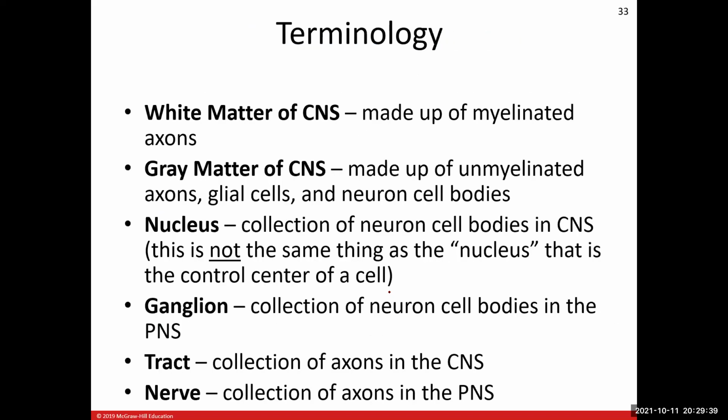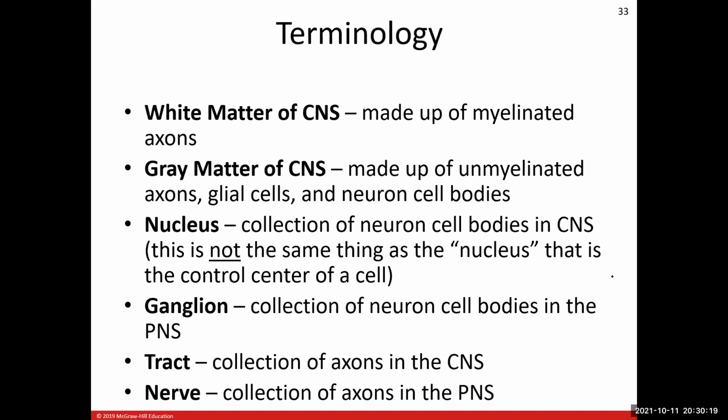Okay, I do want to just quickly throw this slide up here to review some terms that we will be using throughout the remainder of this course when we're dealing with the nervous system. So you have white matter of the CNS, gray matter of the CNS, a nucleus, a ganglion, a tract, and a nerve. Some of this looks familiar, some of this doesn't, so I feel like this is a good time to discuss this. White matter of the central nervous system is going to be, this is the only definition.